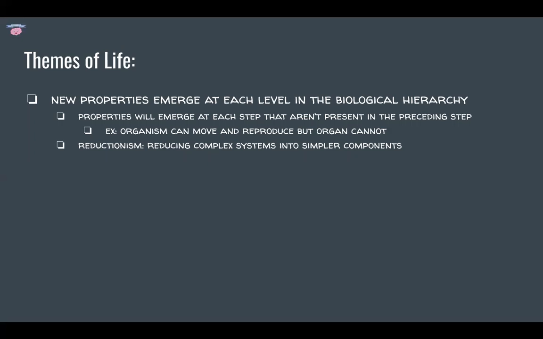Following this is reductionism. It's the science of reducing complex systems into simpler components. For example, an organ can be defined by the tissues that make it up. However, reductionism is not always accurate, because if you take apart an organism, you'll still have all the organs, but you won't have a living organism. The sum is greater than all its parts.